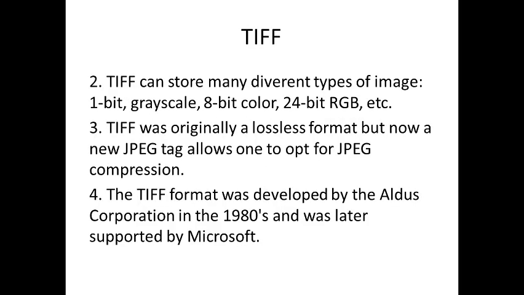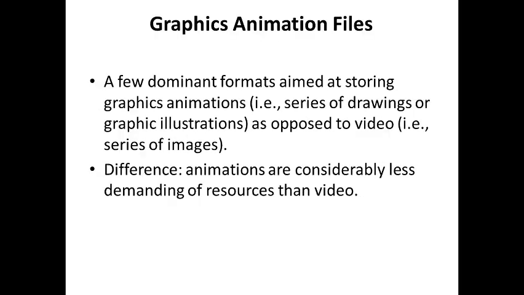Now the second point, it says TIFF can store many divergent types of images: 1-bit grayscale, 8-bit color, 24-bit RGB, etc. TIFF was originally a lossless format, but now a new JPG tag allows one to opt for JPEG compression. Further, the TIFF format was developed by the Aldus Corporation in the 1980s and was later supported by Microsoft. So this is with reference to the TIFF.